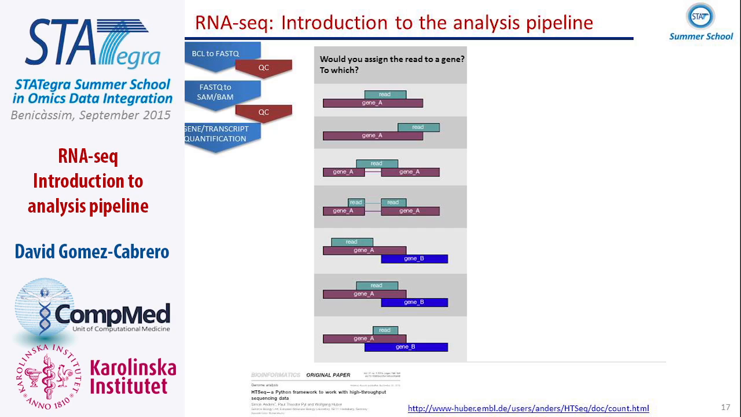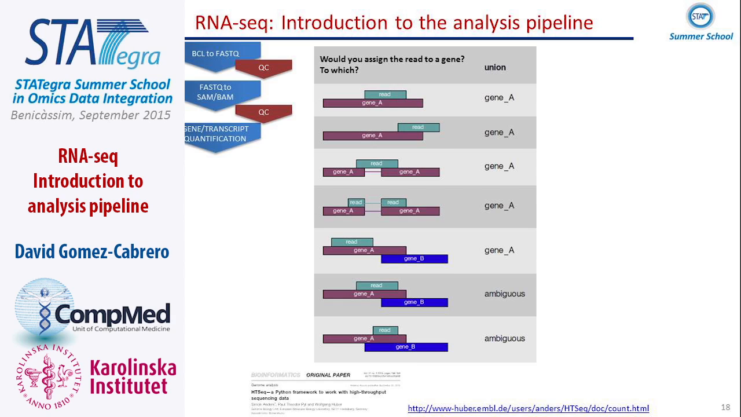So I propose more of a challenge. What do you do here? You have the read here, you have a gene here, and a gene here. Will you assign this read to gene A? I will say yes. But what will you do here? And what will you do here in this case?